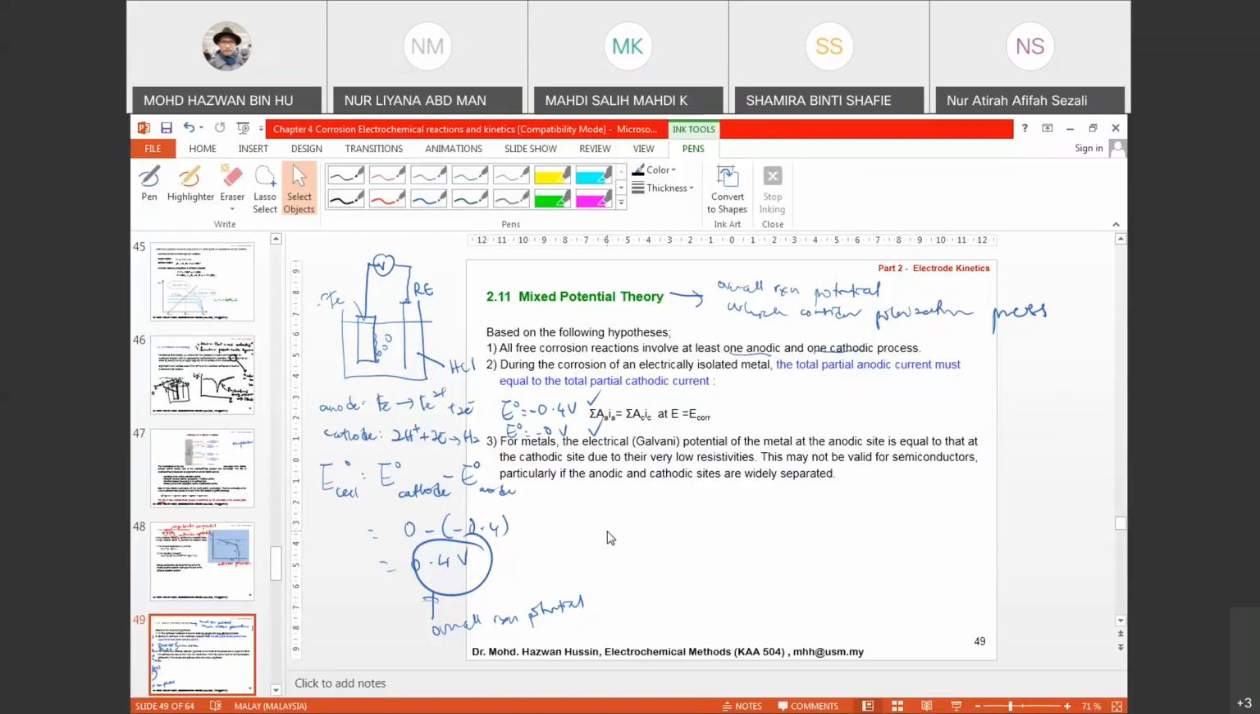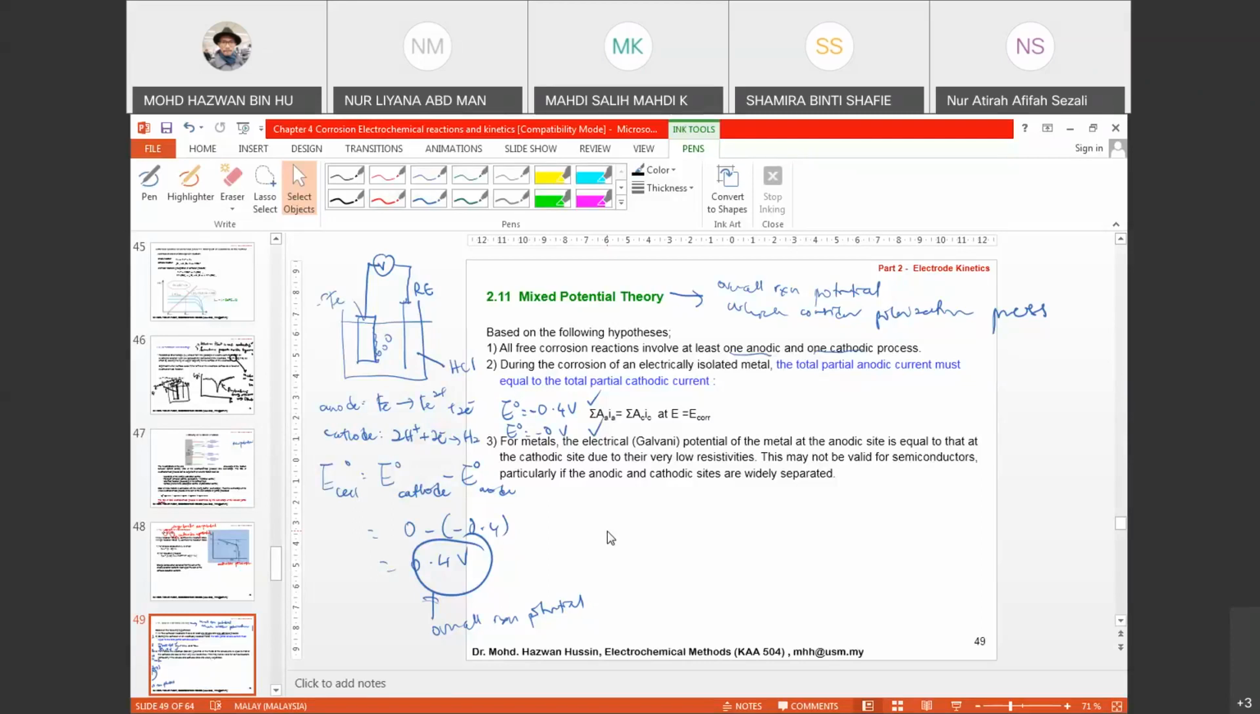So the last part is basically on mixed potential theory. What does it mean by mixed potential theory? It means the overall reaction potential. The easiest way to explain that is that mixed potential is equal to cell potential, but we consider mixed potential in the case of polarization. So this is what I wrote over there: mixed potential theory is the overall reaction potential which considers the polarization process.